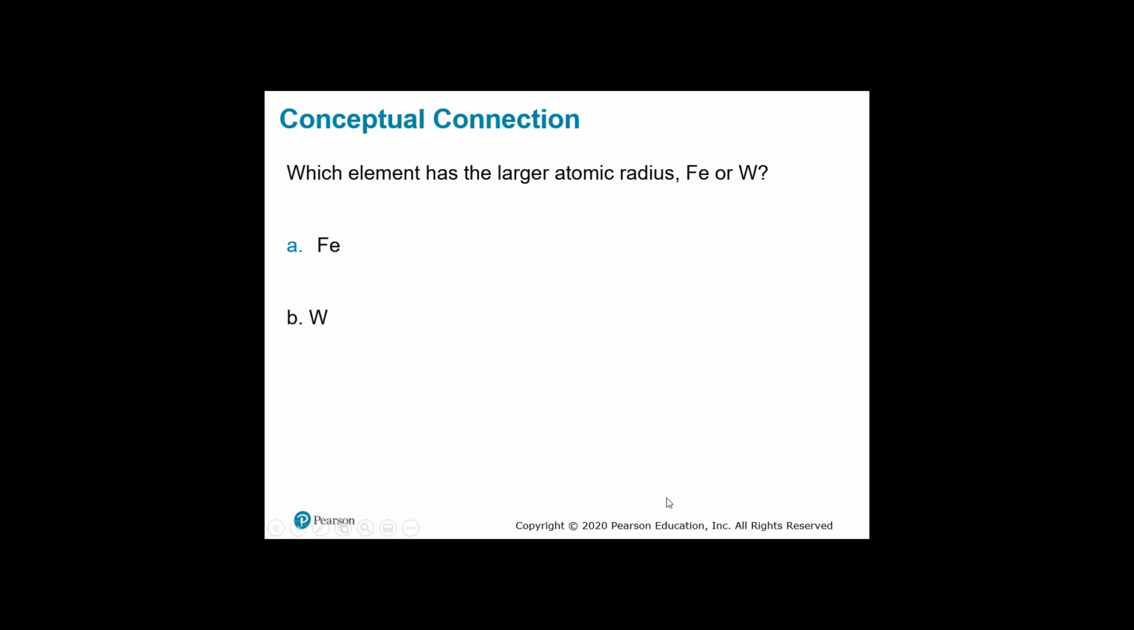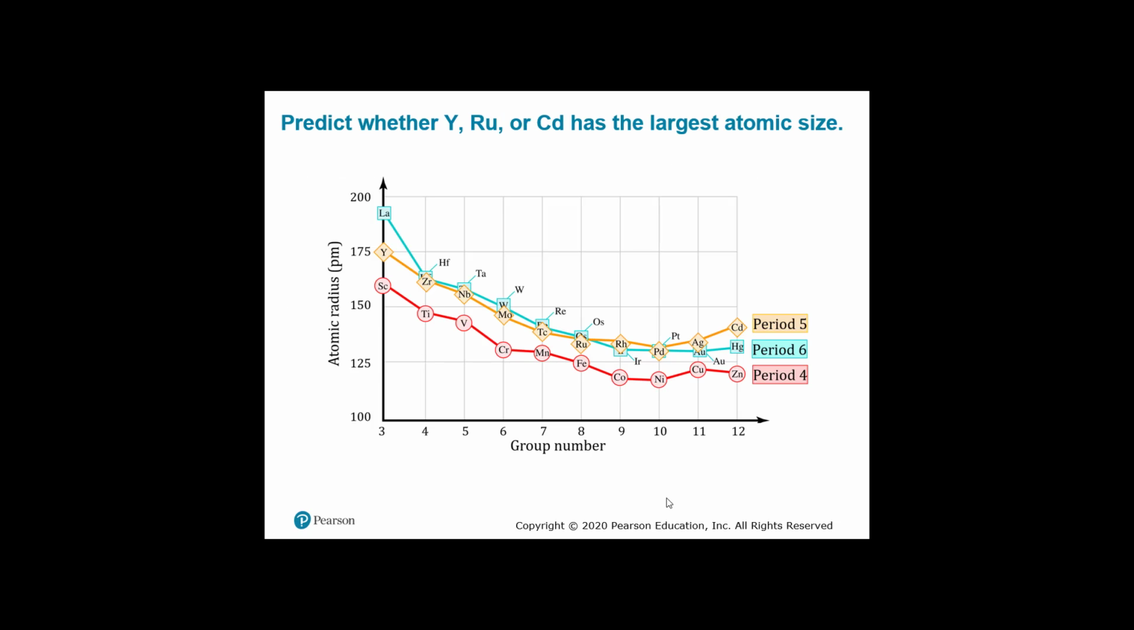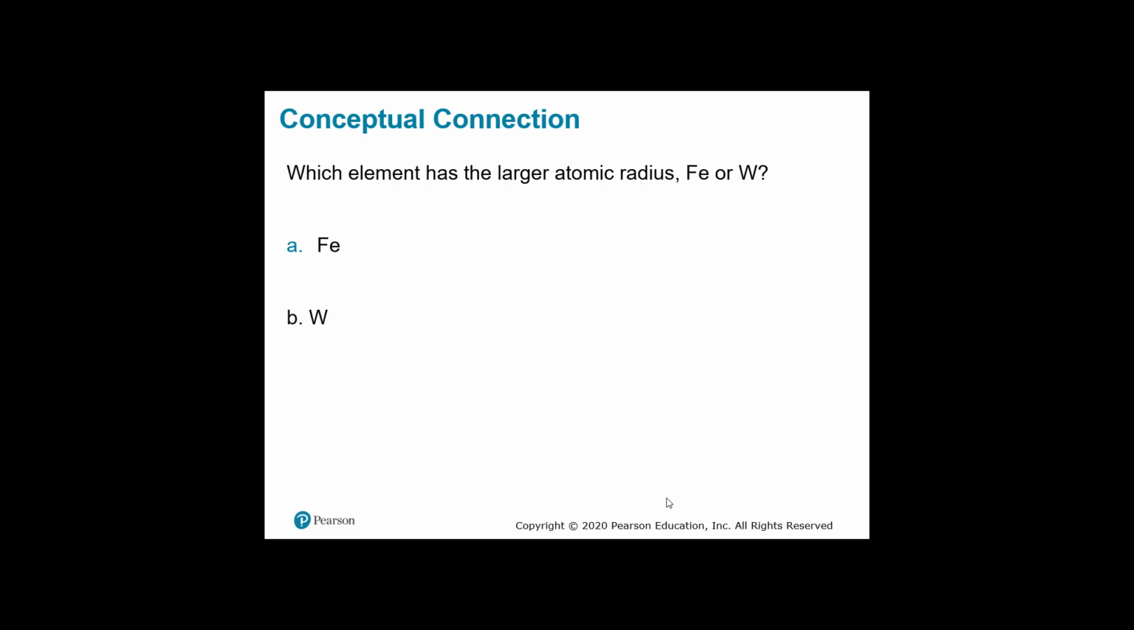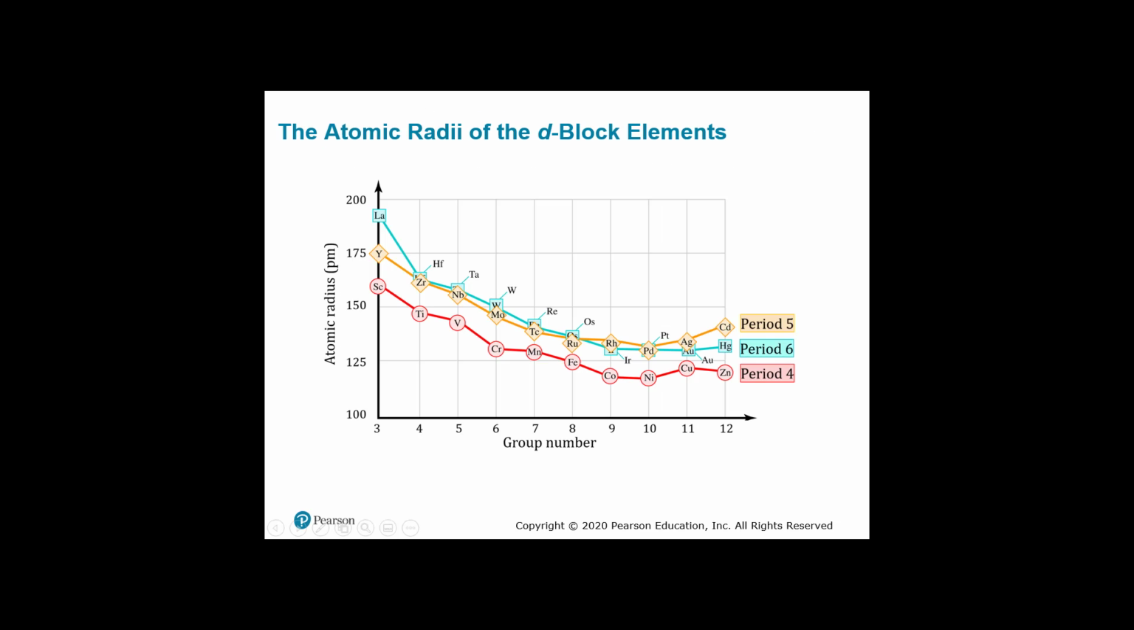Okay, so which element has a larger atomic radius, iron or tungsten? If we look here, you can see that iron is here, and then tungsten is here. So which one has a higher radius? We have period 4 here, and we have period 6 here.